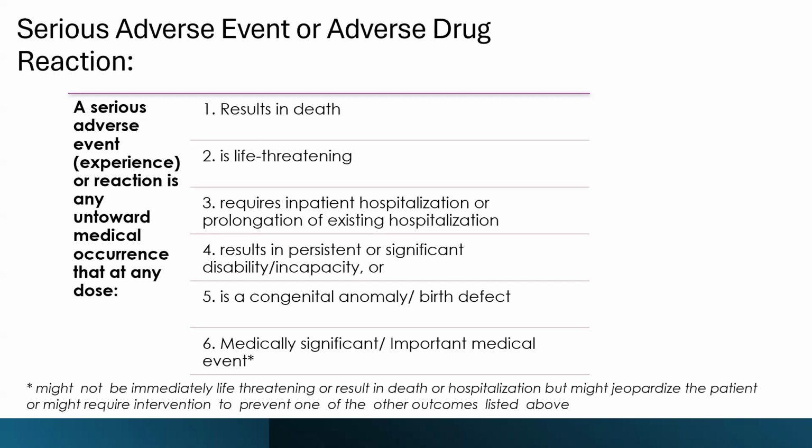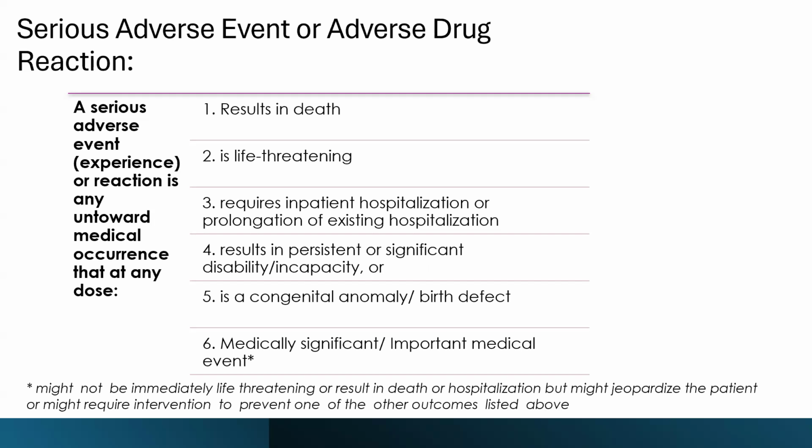Based on that ICSR, what is next? Next is resulting in persistent or significant disability or incapability. So it is something which causes permanent or significant disability, which is also called inability or incapacity.